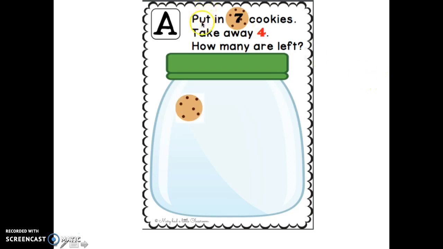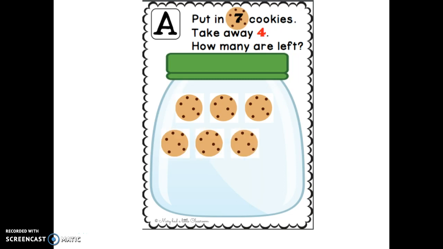This slide says put in 7 cookies. So you can see I already put in 1. So we need to keep going. So 1, 2, 3, 4, 5, 6, 7. I want you to pause this video and put 7 cookies on your letter A cookie jar.